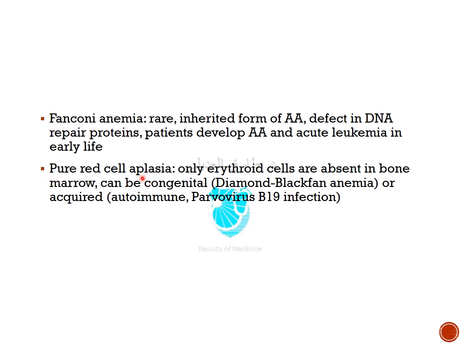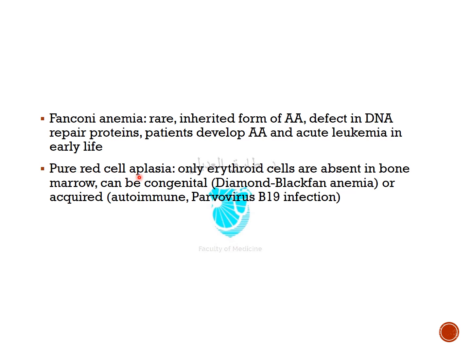So from the name, the problem is only in the erythroid cells. The patients have anemia, similar to aplastic anemia, but the white blood cells and the thrombocytes or the platelets are normal. If we take a biopsy from the bone marrow, we see only absent erythroid cells, nucleated RBCs. They are absent, while the myeloid and megakaryocytes are intact. They do not have a problem.